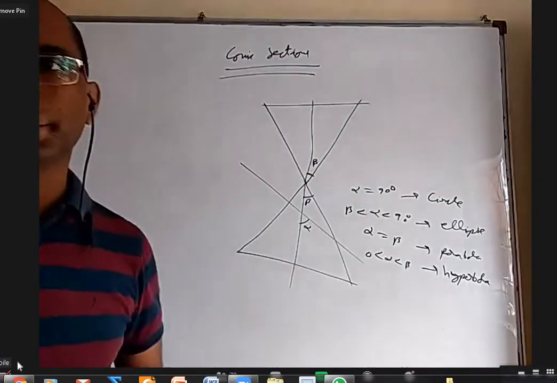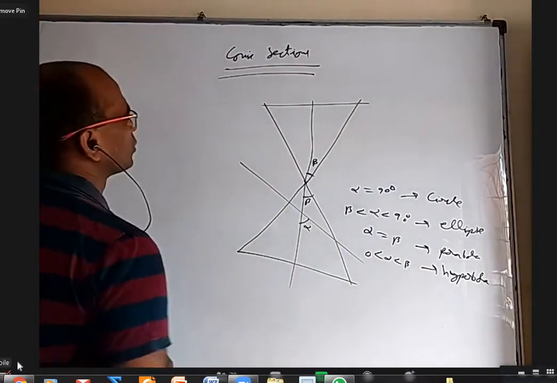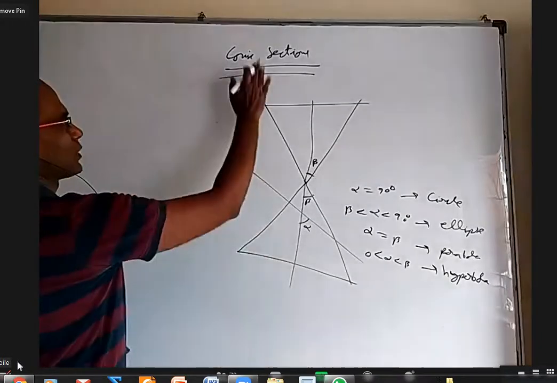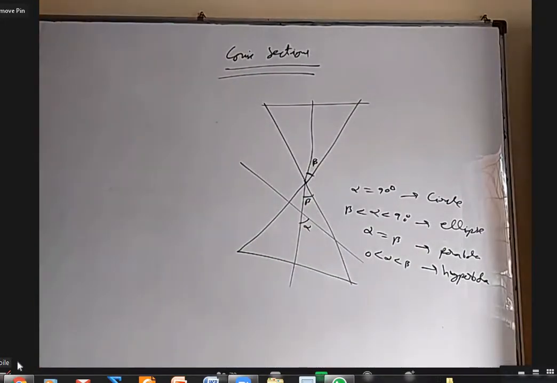Am I right? Yes, sir. Okay. All right. So nothing. Just put the heading conic sections and write this figure and draw these four things just for the sake of starting.